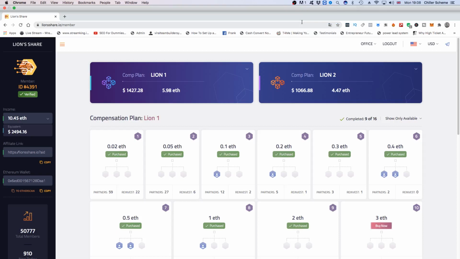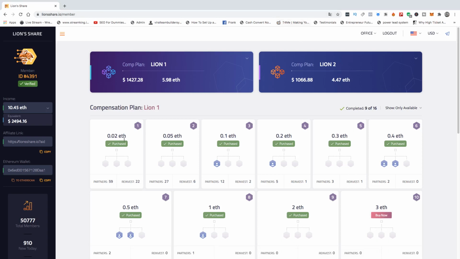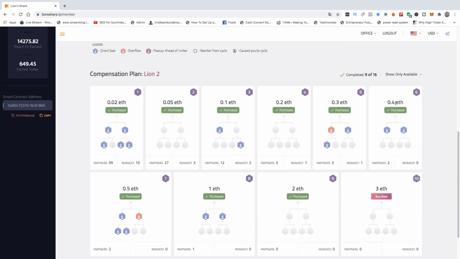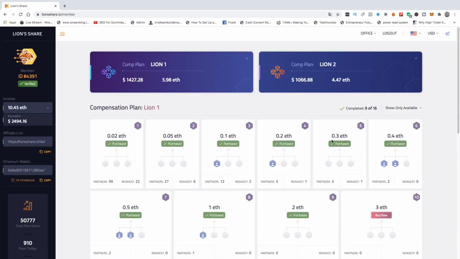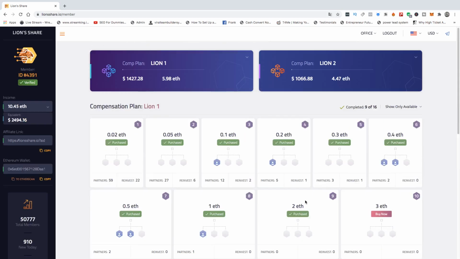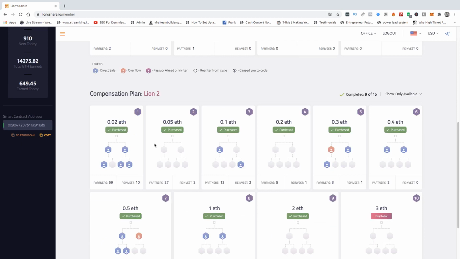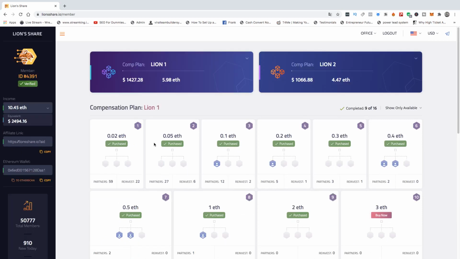What is your L1 strategy? Is it to buy just the entry level and get the 0.04 Ethereum slot in line 1 and line 2? Is it to get 1 to 6 in line 1 and 1 to 6 in line 2? Is it to get 1 to 5 and 1 to 5? Is it to go all in, 1 to 16 in line 1 and 1 to 16 in line 2? What is the best strategy?